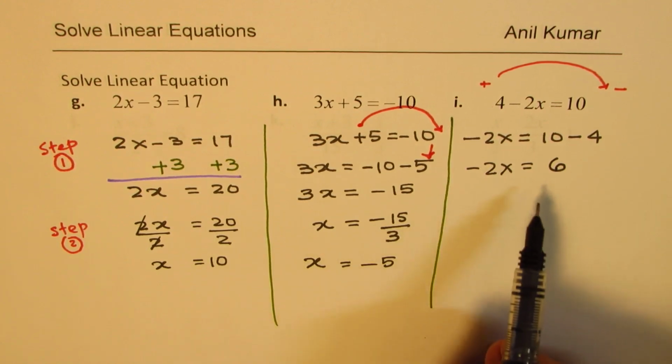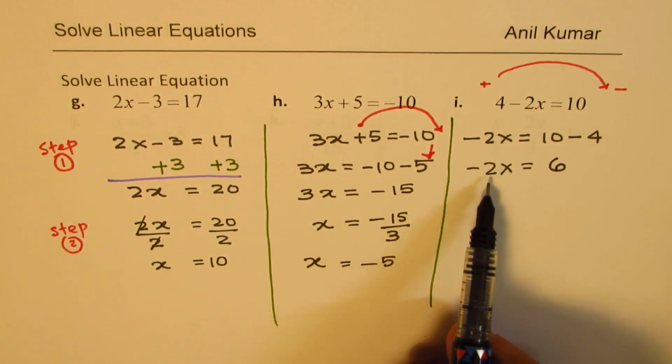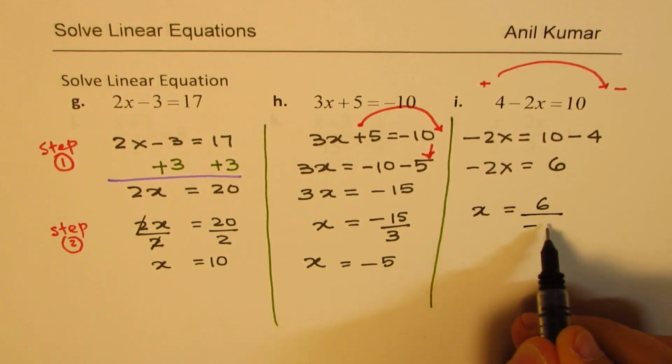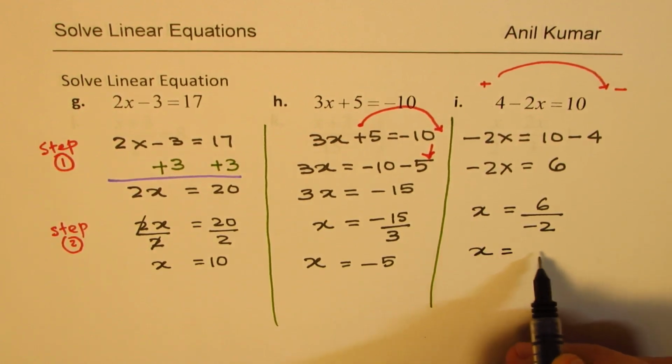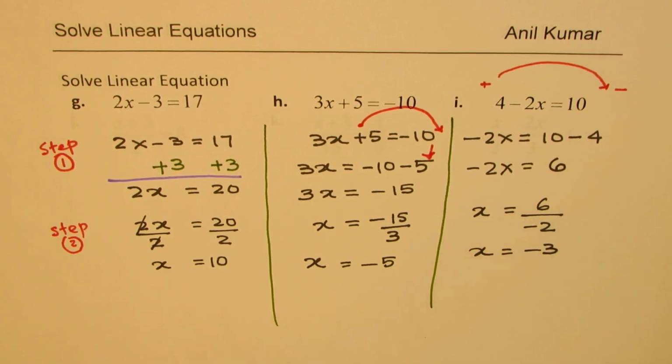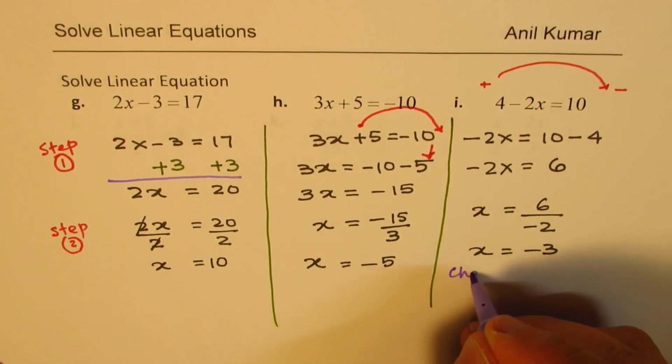Now the second step should be dividing by negative 2. So we get x equals 6 divided by negative 2, which leads us to x equals minus 3. A positive quantity divided by a negative quantity should give you a negative answer. Perfect.